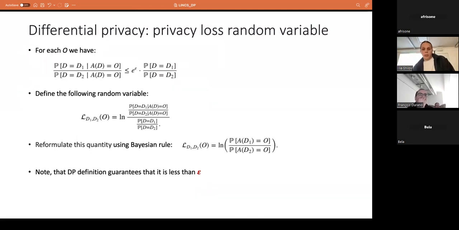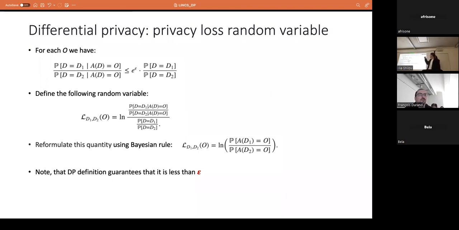But the important thing here, I wanted to give more of an intuition than the derivation, but the derivation is on the previous slide. So we have some conditional probability that we can bound using the definition of differential privacy. Then we introduce a random variable that can be reformulated using Bayesian rule. And then it would be just the probability that the query will equal O for two data sets.